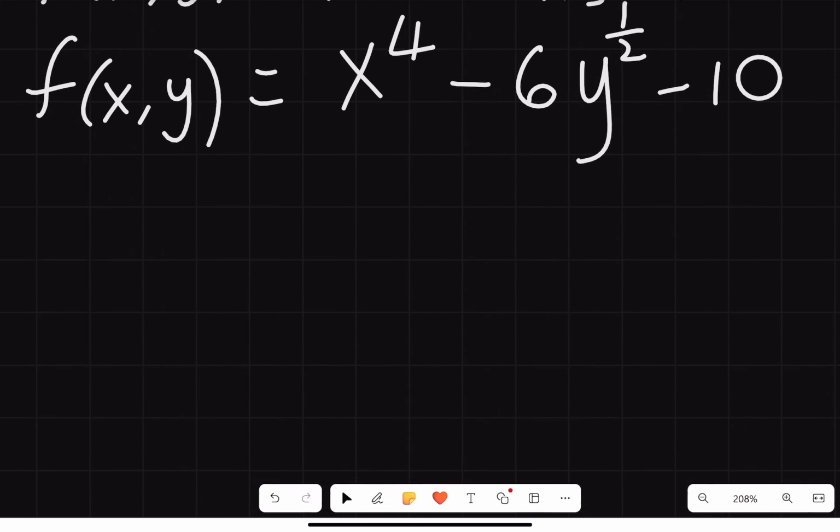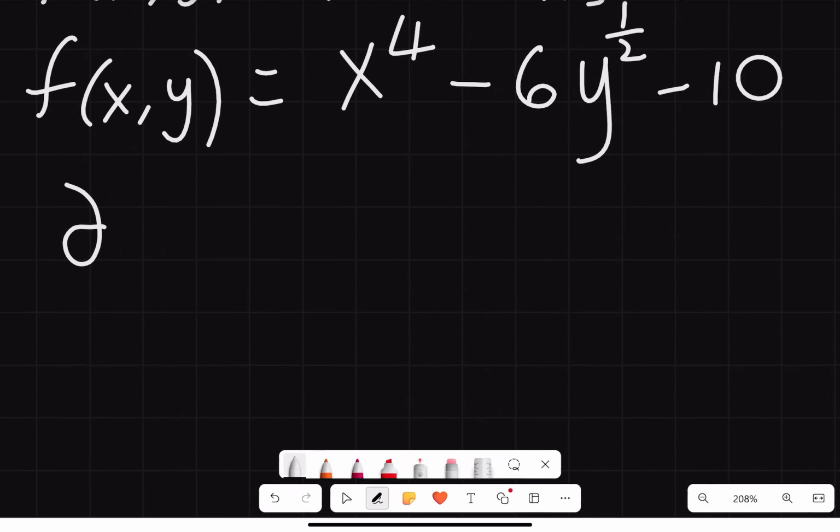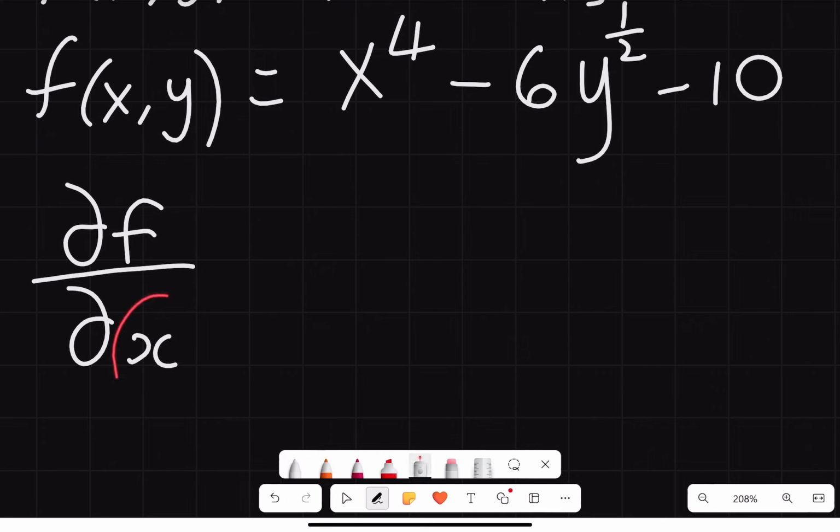Let's see. So the first one, the partial derivative of f with respect to x. Okay? So which means here we're deriving with respect to x. Anything that does not have an x is a constant. For example, here, this is our x. This doesn't have an x, it will be 0 when we derive. This doesn't have an x, it will be 0 when we derive.